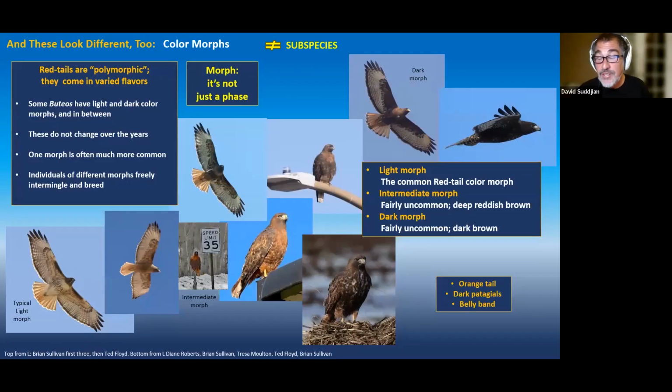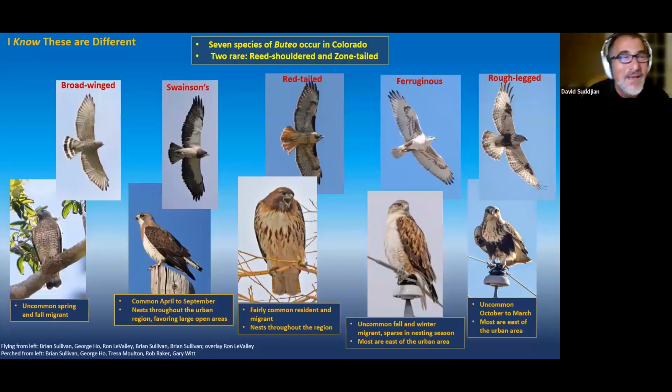You can still go with the orange tail, the dark patagials in a lot of cases, and the belly band in some cases. Now, when the birds get dark, it's kind of hard to go with a lot of those features, right? But you can fall back on a habitat clue. Look at this dark bird sitting here on a light standard. What self-respecting ferruginous hawk or rough-legged hawk would ever sit up on a light standard like that? No way. It's got to be a red-tailed hawk. So there you go. We do have these other Buteo species. Colorado has 7 Buteos. 5 of them are regular.